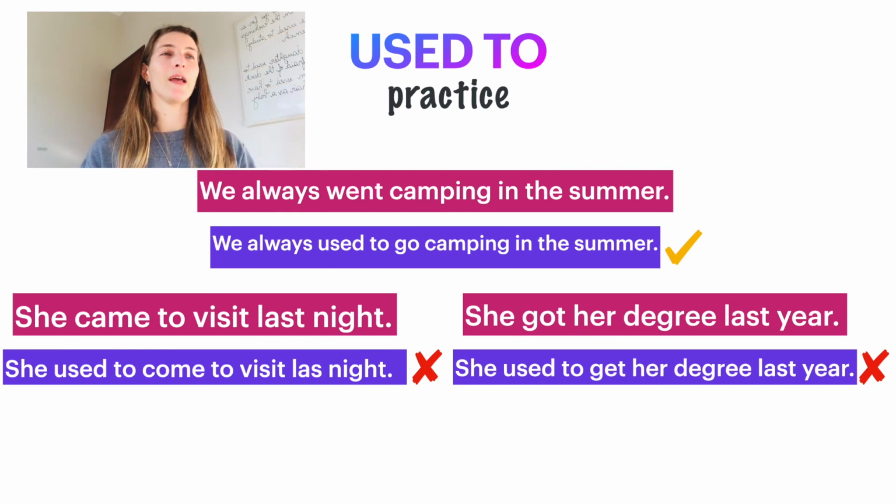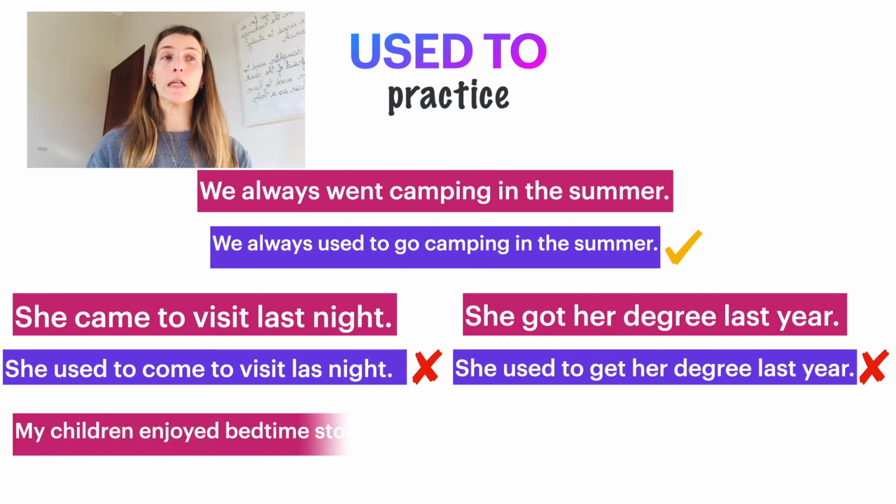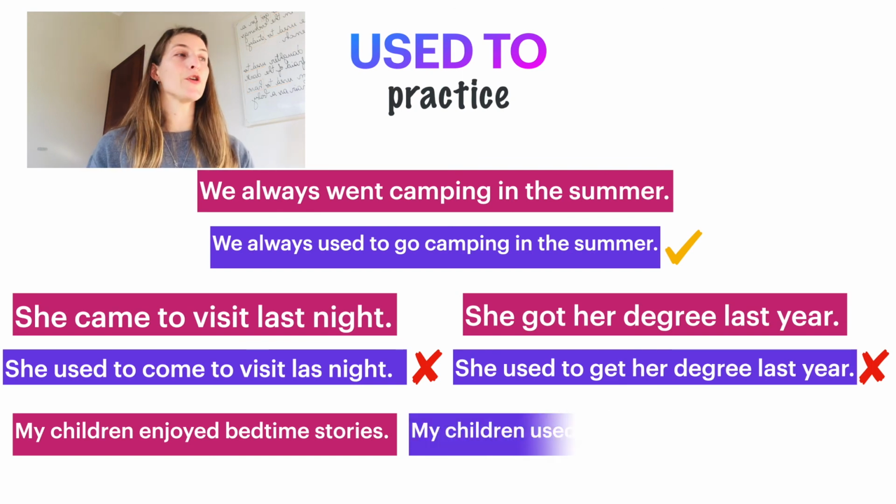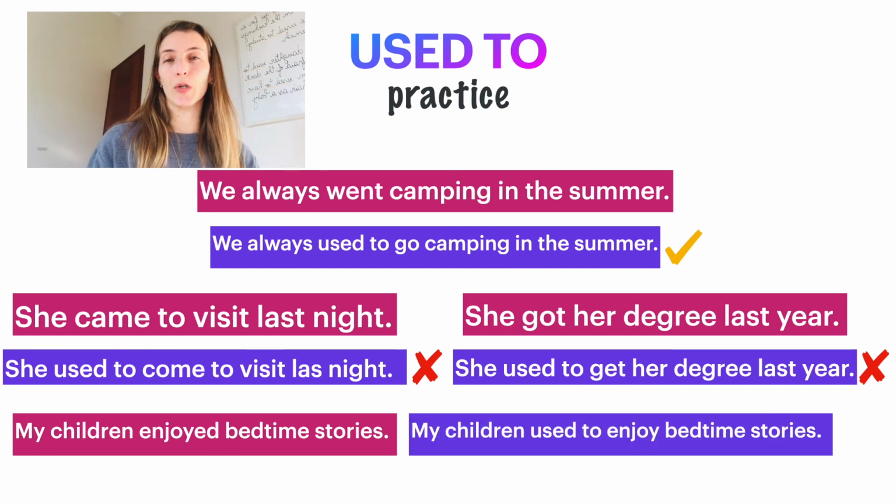Bueno, el último ejemplo. My children enjoy bedtime stories. Mis hijos disfrutaban de los cuentos a la hora de dormir. So, let's see. Can I say my children used to enjoy bedtime stories? Yes, of course. Es algo que solían hacer. Les solía gustar esto de, antes de ir a dormir, leer un cuento.